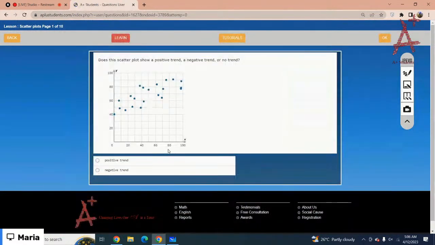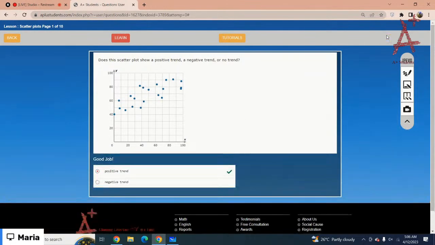Does the scatter plot show a positive trend, a negative trend, or no trend? You can see the values are not scattered. The Y values are greater values. Got it? See, they start from 40 and go until 90. That means it shows a positive trend. As X increases, Y increases. X starts from 0, Y is 40, and when X is 100, Y is 90. So as X increases, Y increases, so it will show a positive trend. Got it?